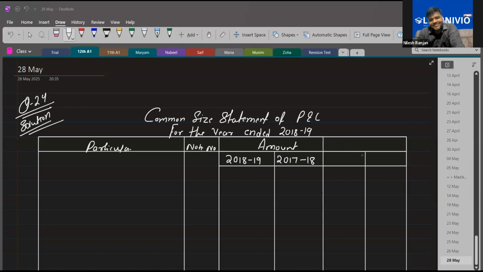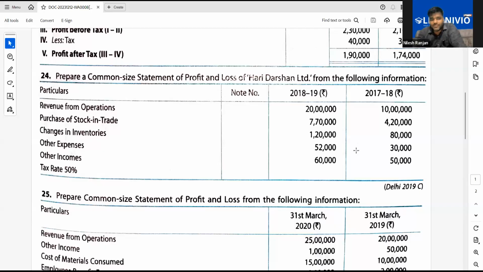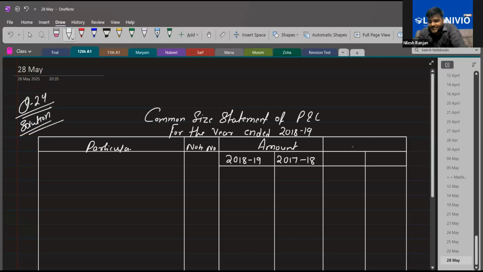Is it the total, right? It's the total of what? Of the whole thing, like the equity and liability side, and then the asset side. That is in the balance sheet, not in the statement of profit and loss. In a statement of profit and loss, it is revenue from operation.